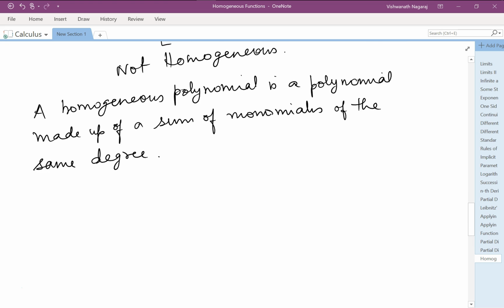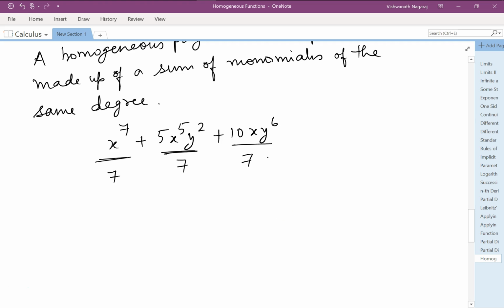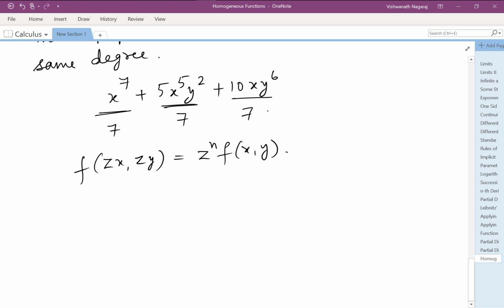A homogeneous polynomial is a polynomial made up of a sum of monomials of the same degree. Just as an example, let's take x to the power of 7 plus 5 x to the power of 5 y to the power of 2 plus 10 x y to the power of 6. So here the degree of this is 7, degree of this is 7, and degree of this is 7. So it is a homogeneous function of degree 7. For polynomial homogeneous functions, we say f of zx comma zy is equal to z to the power of n f of x comma y. Then it is a polynomial homogeneous function, if this polynomial can be written in this form of degree n.